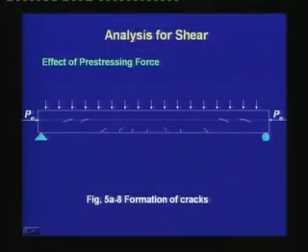The crack pattern that occurs in a prestressed concrete beam is shown in this figure. Here you can see that the flexural cracks are much smaller as compared to a reinforced concrete beam. The number of cracks is small. The flexural shear cracks are more inclined, and the web shear cracks are also small. They are more inclined to the neutral axis as compared to the cracks in a reinforced concrete beam.